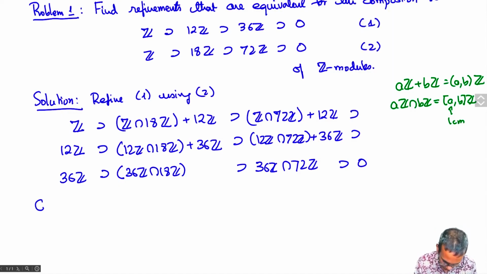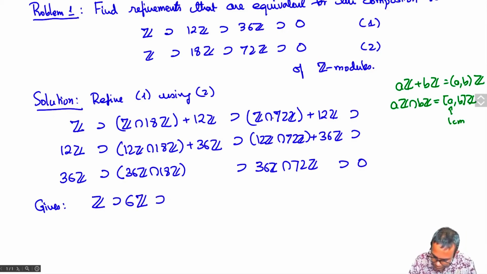So what we get: the first term is of course Z. Then Z intersect 18Z is just 18Z, and 18Z plus 12Z is the GCD of 12 and 18, which is 6Z. Now Z intersect 72Z is just 72Z, and 72Z plus 12Z is the GCD of 12 and 72, which is 12. So this is 12Z, and of course that's still 12Z there. The next term, 12Z intersect 18Z, is the LCM of 12 and 18, which is 36. So 36Z plus 36Z is just 36Z, because the GCD of 36 and 36 is 36.